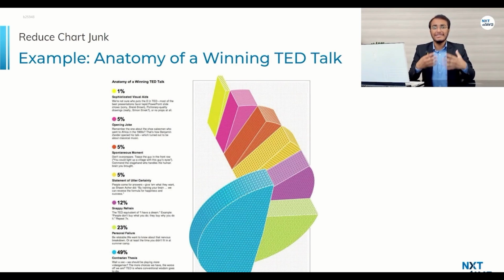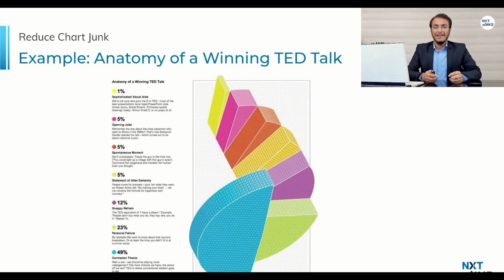It is not serving the actual purpose. It might look fancy, but it is not serving the actual purpose of what a data visualization should do, right? So you can see on the left side, there are these numbers 49% and 23%, which are actually very small and not very clearly visible too. So this is an example of a really bad visualization with a lot of chart junk.